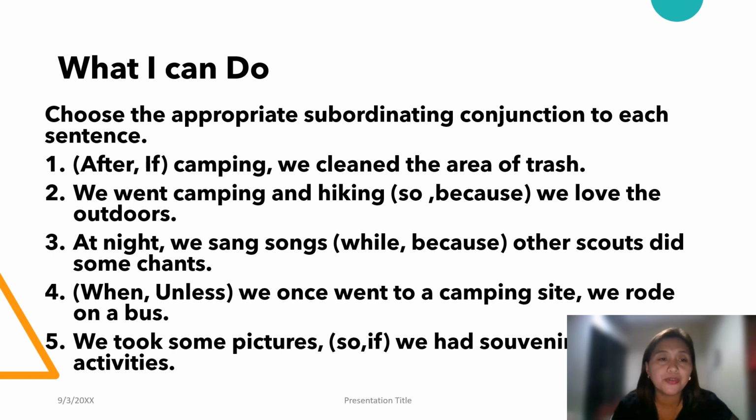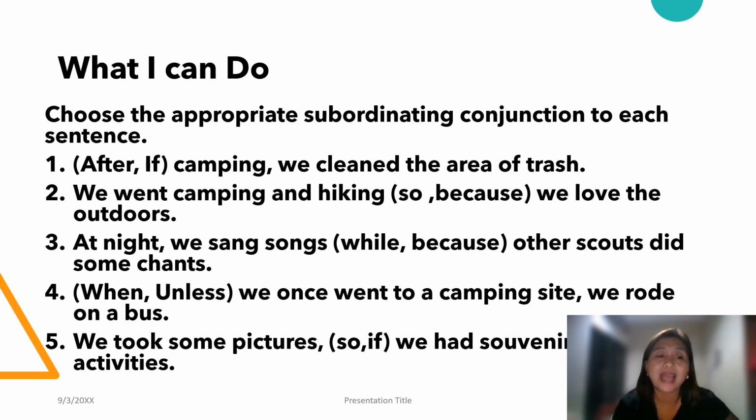After, if camping, we clean the area of trash. What do you think is the correct answer? So don't worry, I will reveal it later. Number two, we went camping and hiking so because we love the outdoors.